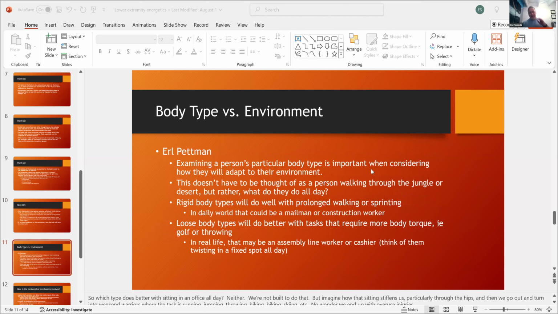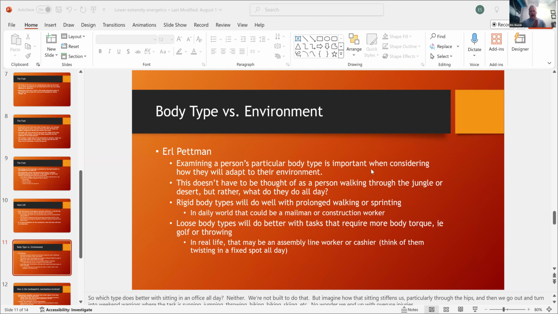All right. So we did talk about this during one of the classes that I was there doing, but the idea of body type versus environment. So I was chatting with Chan about this just now, asking, are both of his wives' feet really mobile? Is that the way they've always been? Yes, that is. Well, that's her body type. She has a mobile body type.